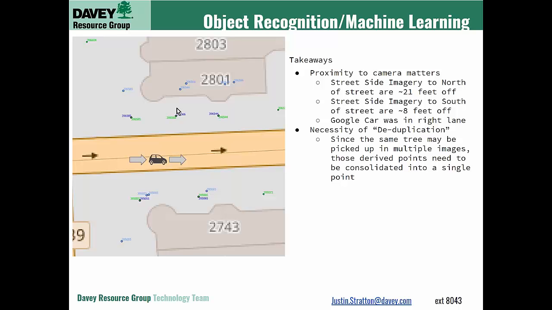And we also learned the necessity of a deduplication process. Since the same tree might get picked up multiple times in different photos, we needed a mechanism to consolidate those common points into a single location.